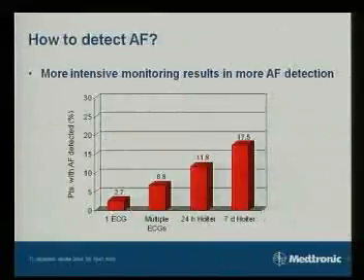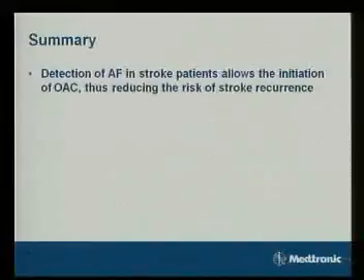This is data from one center. I think the center was in Spain, if I remember well, where they looked very extensively at patients with cryptogenic stroke in many different ways. Just one ECG, multiple ECGs, 24-hour Holter, 7-day Holter. And you can see the longer you look, the more you will find. 17% of the patients with cryptogenic stroke had atrial fibrillation in this study. So if you do continuous monitoring, I'm pretty confident that we will find 25, maybe 35% of the patients with atrial fibrillation. And we will help these patients enormously.